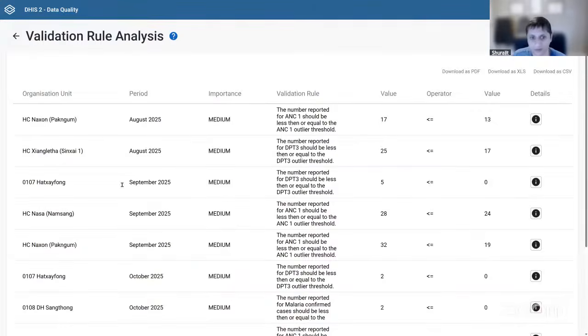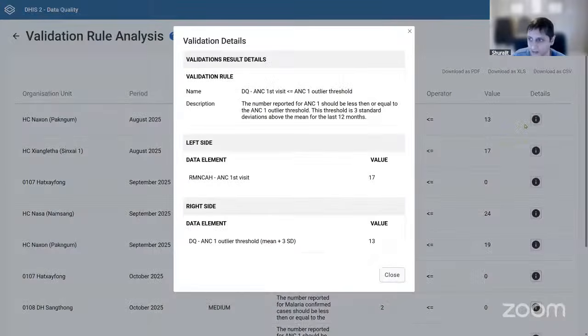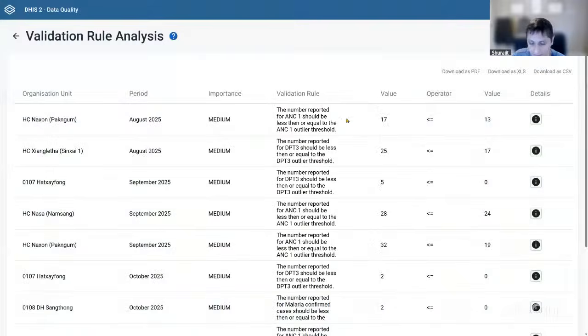So I get some results. You can see here how it looks like. I have some information on the validation rule, the violation. I can check the details by clicking on this information icon. It pulls up the details for me and lets me review these validation rules.